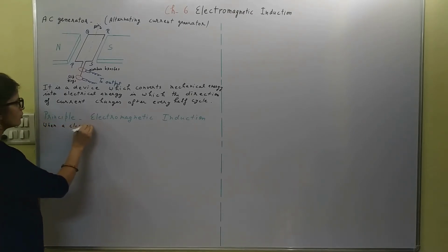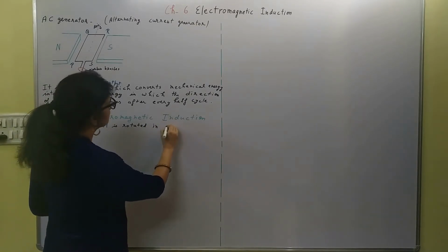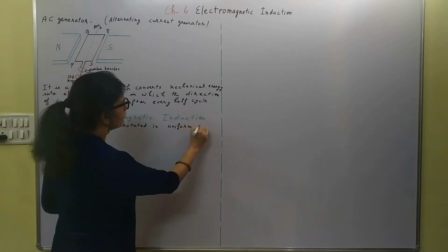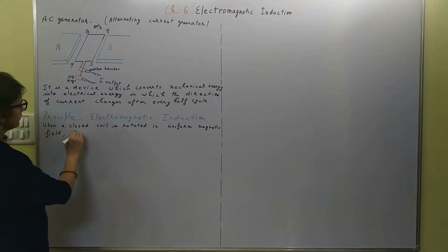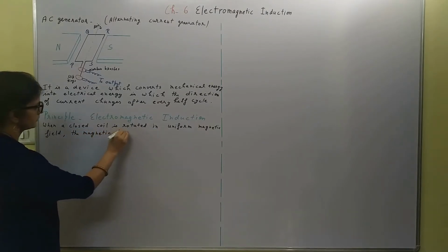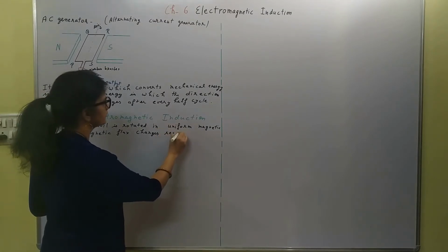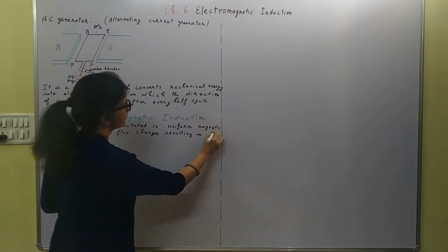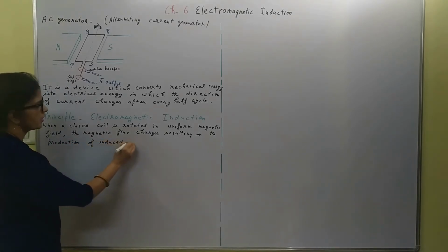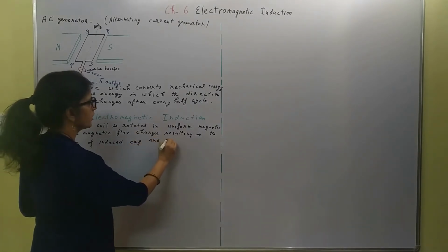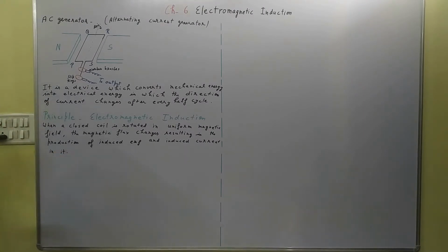When a closed coil is rotated in uniform magnetic field, the magnetic flux changes, resulting in the production of induced EMF and induced current in it. Now here we need to mention one more thing over here.